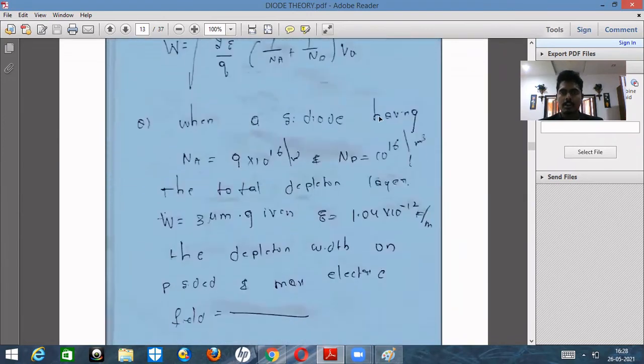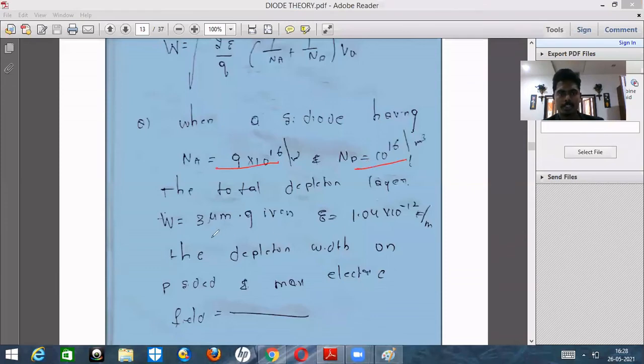So next one, a silicon diode having Na and Nd, the total depletion layer width. Okay, so you can see that Na and Nd are given. Na is 9 into 10 power 16 and Nd is 10 power 16. And total depletion width is 3 micrometer and epsilon is given. So find the depletion width on P side and the maximum electric field. We need to find the value of Xp, depletion width on P side.